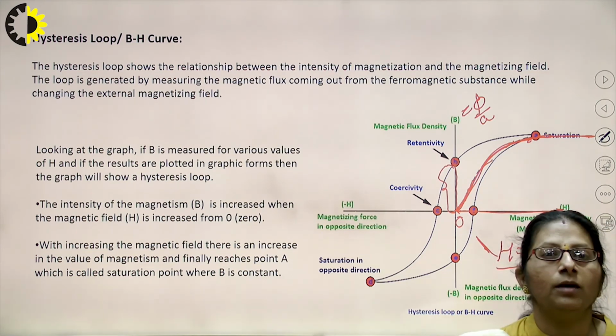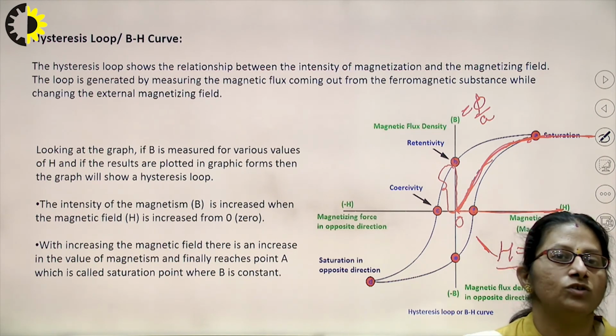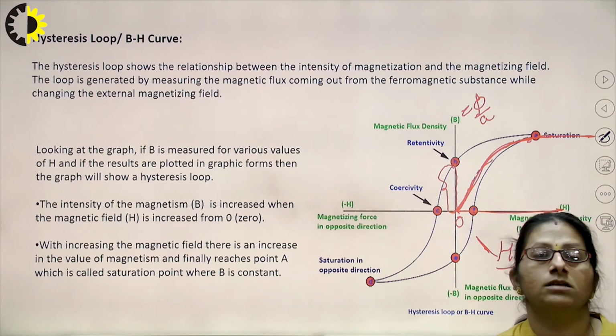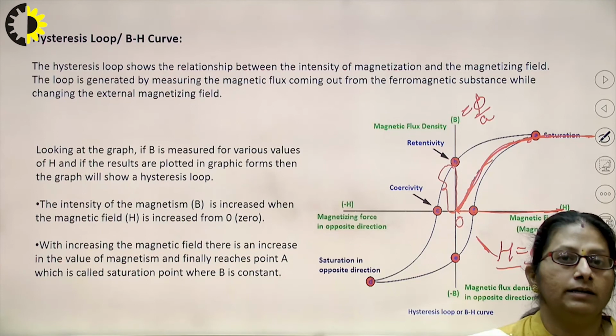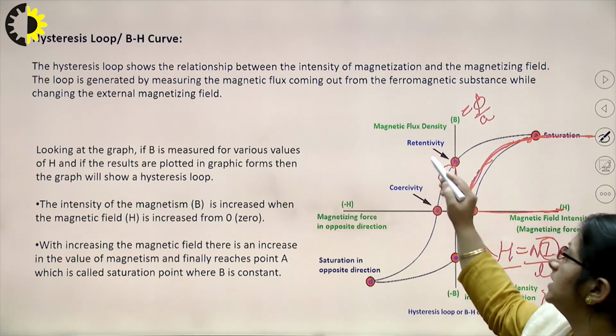And the property by virtue of which the material retains this amount of flux, or retains the amount of magnetism in it, even when the external field or the external magnetizing force has been made 0, is called retentivity.